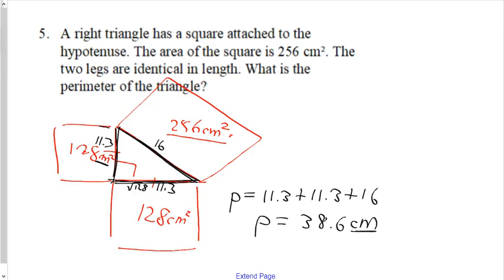Centimeters squared is a unit of area, meaning how many squares are inside the perimeter, really. So we have to make sure our units are correct. That's one of the hardest questions on the test, to be honest. That might have been the hardest question.